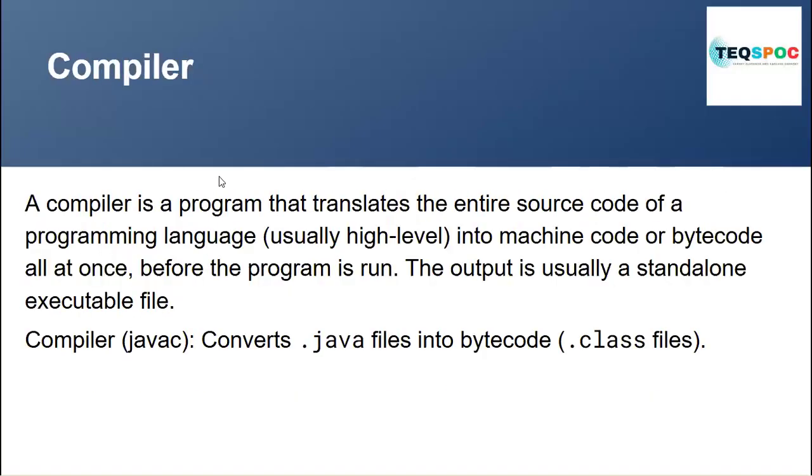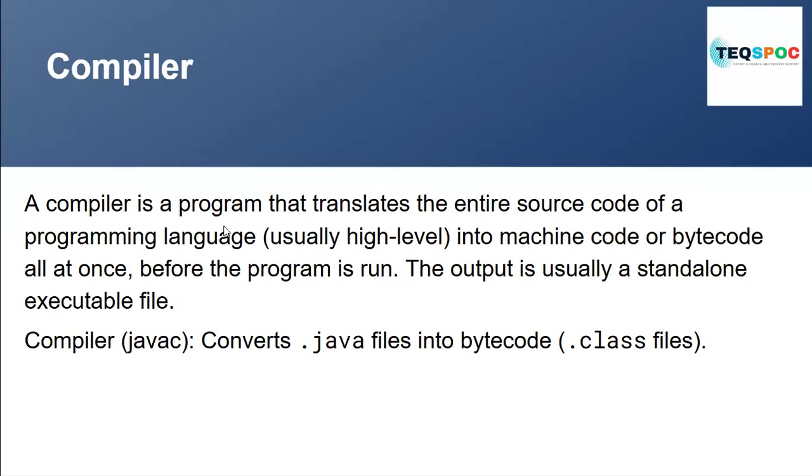So, what is a compiler? Now we will see what a compiler and interpreter are, or the internal working of Java. Whenever you create a Java program and save it with a .java file, the compiler will convert that .java file into bytecode, that is a .class file. Bytecode is nothing but 0 and 1.